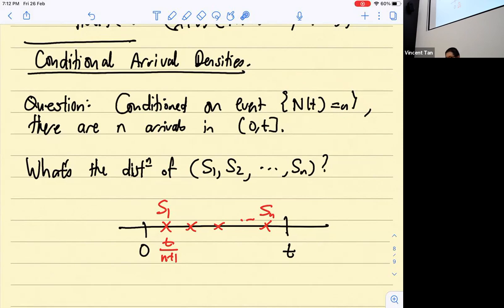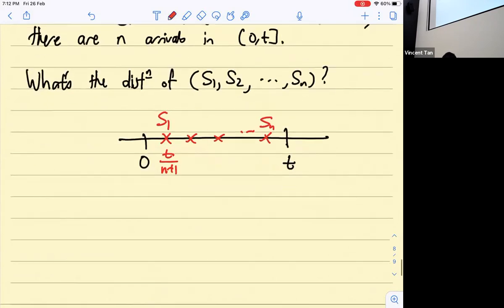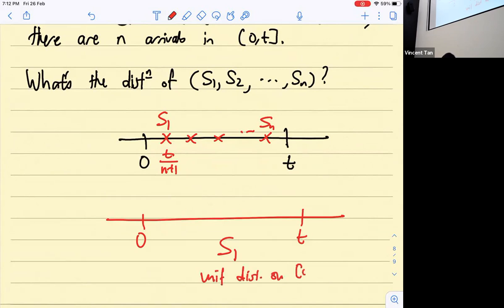So the punchline is that, suppose we are in a simple situation that N_t is just equal to 1. So S1 lives somewhere here. Then what we're going to prove is that S1 is uniformly distributed on (0, t). Now, some people will be objecting to this open and closed bracket here. So S1 will be uniformly distributed here, and so its mean will be halfway, t over 2. This is what we're going to prove in the next few minutes.